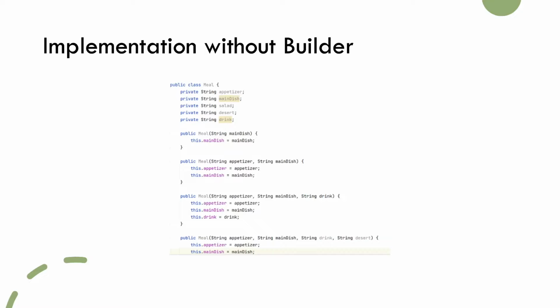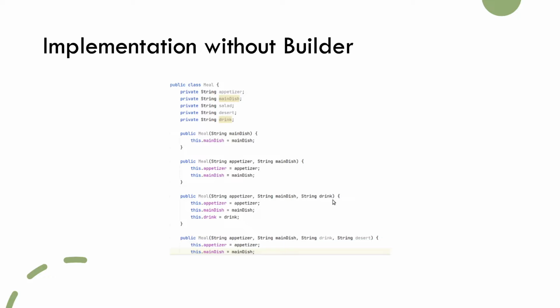To better understand why and how we use the builder pattern, we will first demonstrate how the following example would look without it. We have a Meal class that can have multiple dishes in it, like an appetizer, main dish, drink, salad, and dessert. We have only shown a few examples of constructors, but you can see for yourself that the list is not complete.